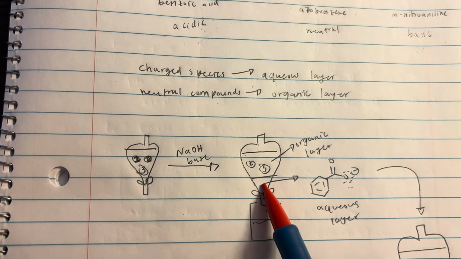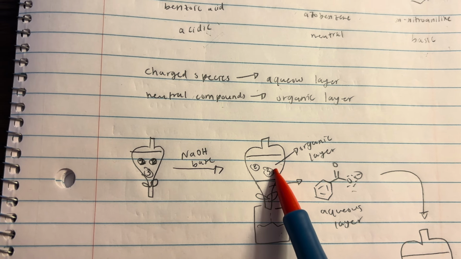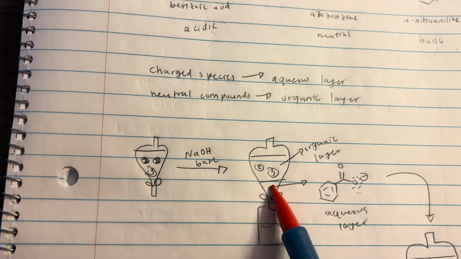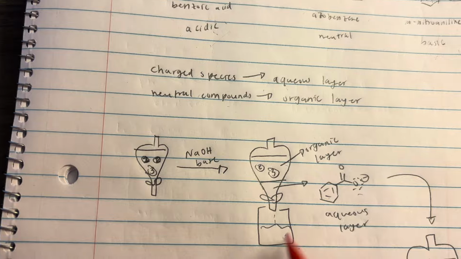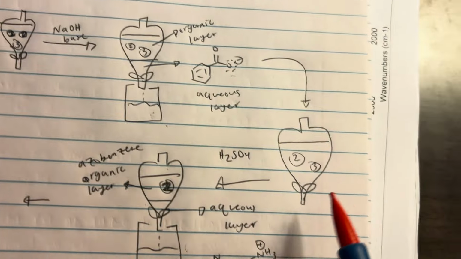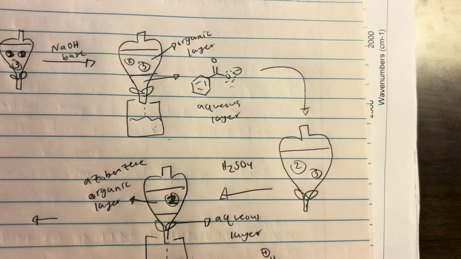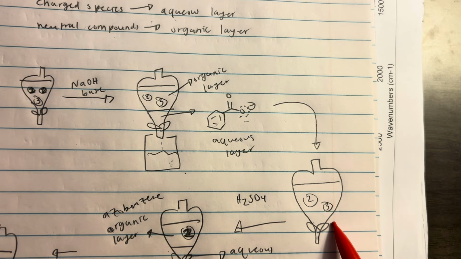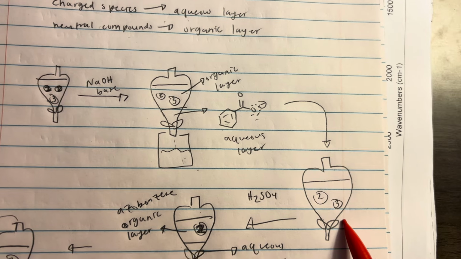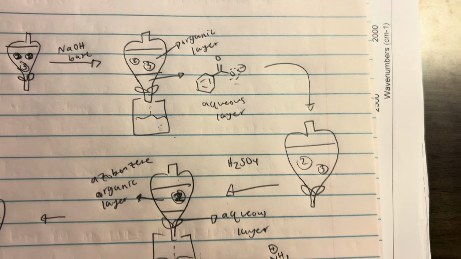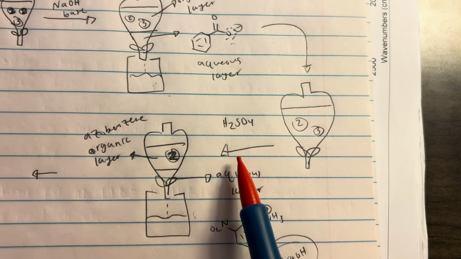You can isolate the organic layer by just draining the aqueous layer into a beaker. So then you're left with azobenzene and m-nitroaniline. So then to separate the m-nitroaniline from the azobenzene, you can use an acid like sulfuric acid here.